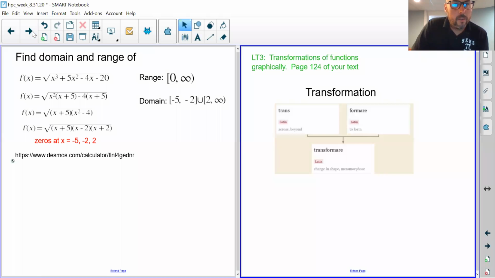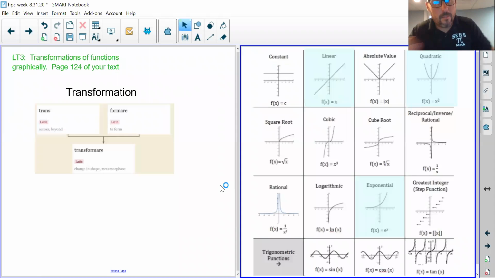Hello, everybody. So this is Honors Pre-Calc, and we're talking about Learning Target 3. We skipped over Learning Target 2, which is about piecewise functions. But I want to do transformations before that because graphing piecewise functions is going to be a lot easier if you're good at transformations. Transformations are very, very important, guys.